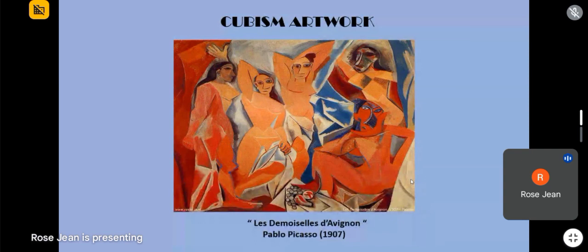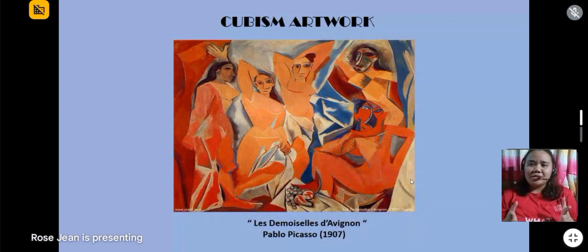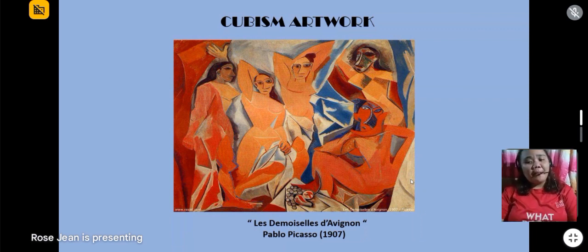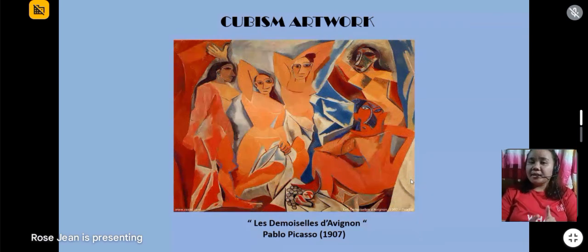One of the most famous artworks associated with Cubism is Pablo Picasso's Les Demoiselles d'Avignon, 1907. This painting is considered a groundbreaking work in the development of Cubism and modern art in general. It depicts 5 nude female figures in a highly stylized and abstract manner, with sharp geometric shapes and fragmented forms.